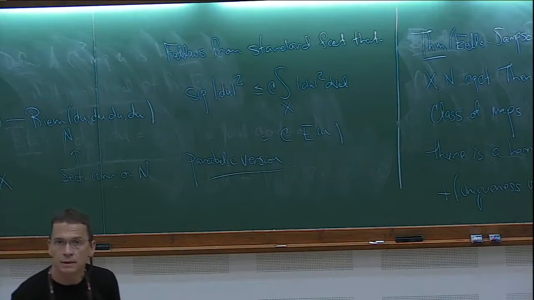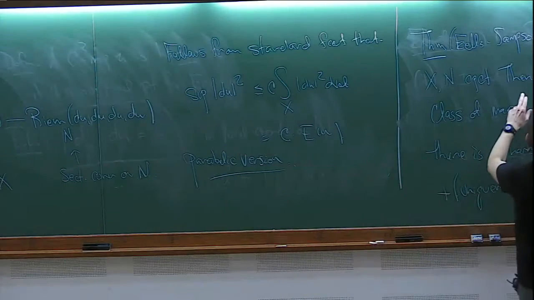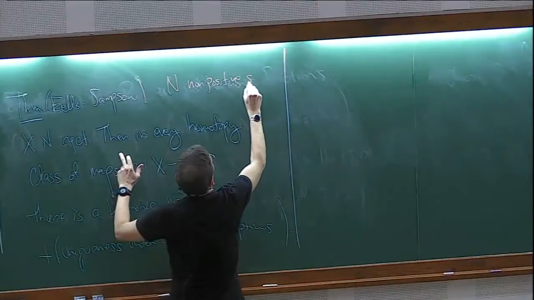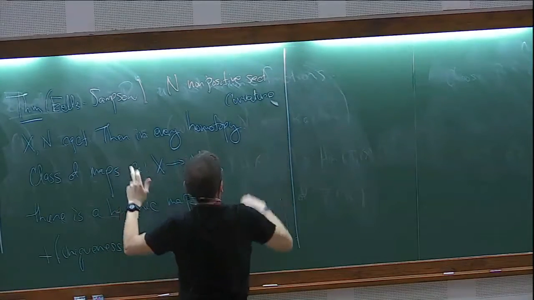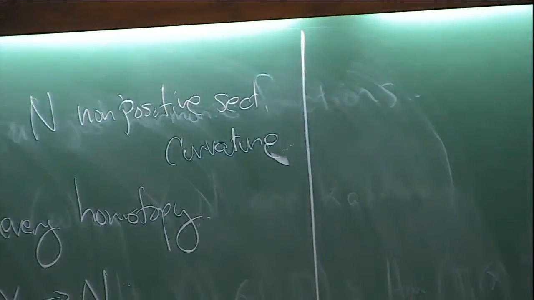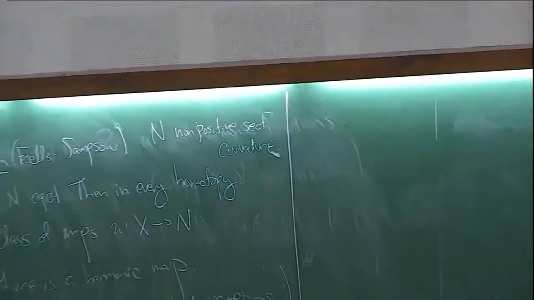Other questions? Yes? I'm sorry. Yes, N has non-positive sectional curvature. I was explaining as a consequence of that, and I forgot to write it down as a hypothesis. You're absolutely right. So this works for N having non-positive curvature, and if you drop that assumption, then there are examples where it simply fails. You do not have harmonic maps in every homotopy class.